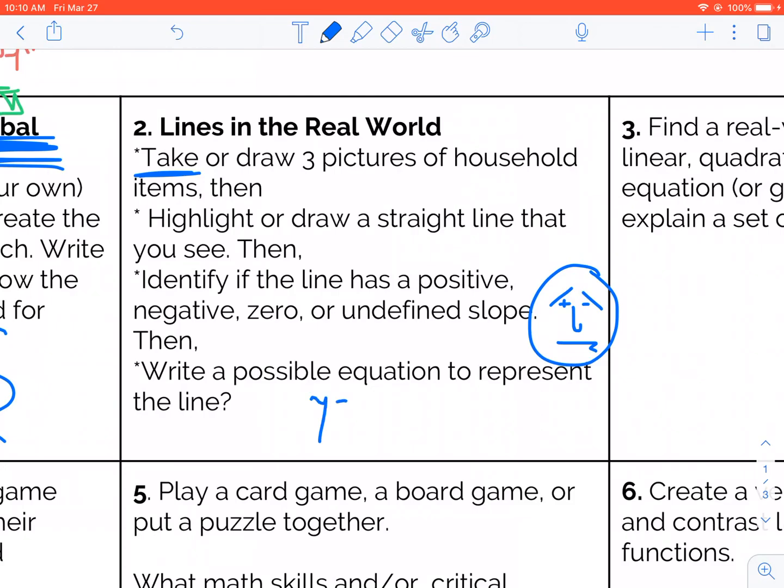And then write a possible equation to represent the line. So again, you're fitting y equals mx plus b. And I'm not sure if you would just put a grid behind this so that you could actually get some numbers. And then b is going to be where you begin. That's your y-intercept.